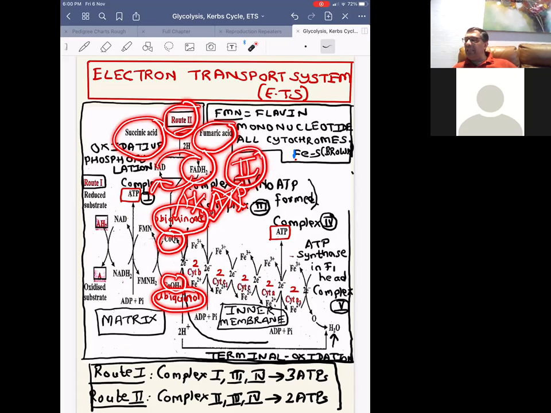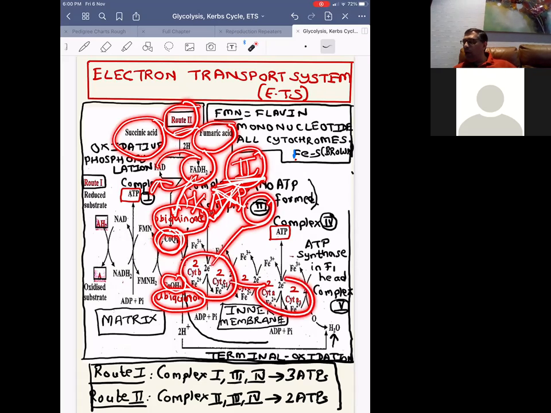So in root 2, in complex 2, no ATP is formed. Between FADH2 to coenzyme Q, no ATP is formed, that is called complex 2. And then electron goes from B to C1, in that ATP is formed, which is called complex 3. And then electron goes from A to A3, in that one ATP is formed, which is called complex 4.